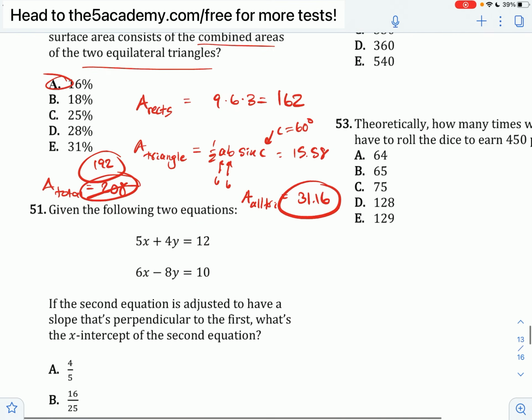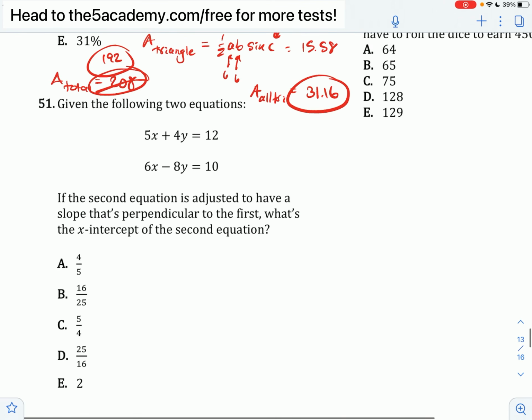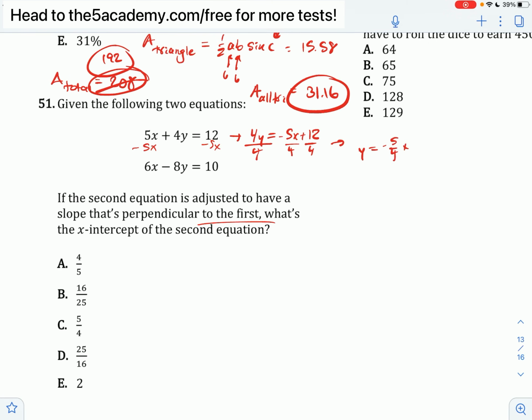That's the correct answer. Given the following equations, if the second equation is adjusted to have a slope that's perpendicular to the first, what's the x-intercept of the second equation? So what's the slope of the first? Let's turn this into y equals mx plus b form by isolating y. First move the 5x to the other side. 4y equals negative 5x plus 12, and then divide both sides by 4. Y equals negative 5 over 4 x plus 3.